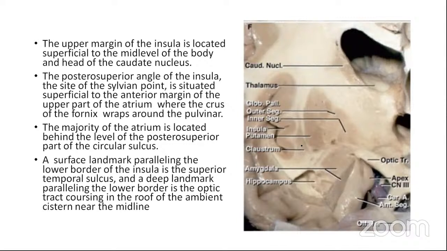A surface landmark paralleling the lower border of the insula is the superior temporal sulcus, and a deep landmark paralleling the lower border is the optic tract, coursing in the roof of the ambient cistern near the midline, which we can appreciate here. So if we are doing a dissection and have reached the lower part of the insula, the optic tract coursing in the ambient cistern near the midline will act as the lower border of the insula, and the dissection from the head of the caudate will act as the superficial part of the insula. So the insula is always lying in this part.